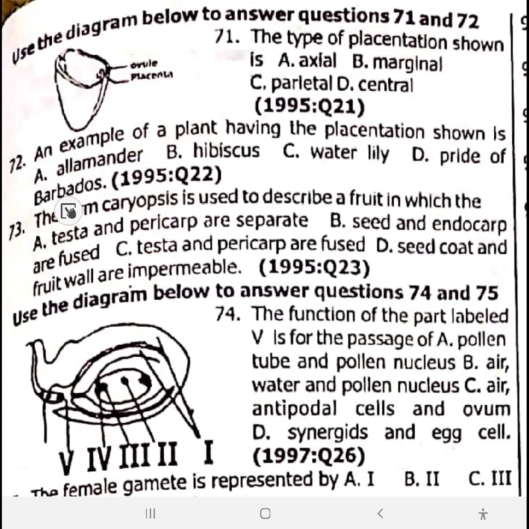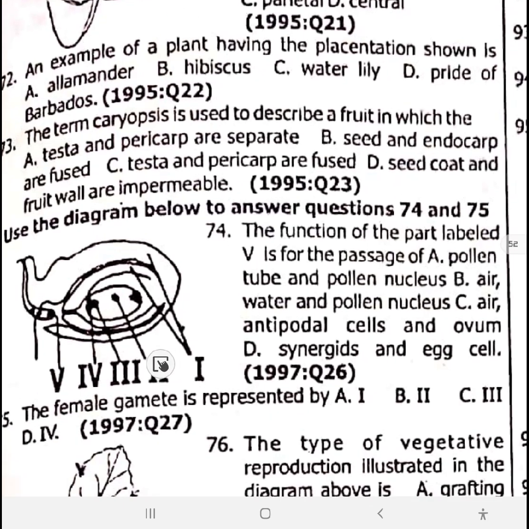Next, an example of a fruit having the placentation shown is Pride of Barbados, option D. 73. The term caryopsis is used to describe a fruit in which there's been a fused, option C. 73 is option C. The testa and the pericarp are fused together.